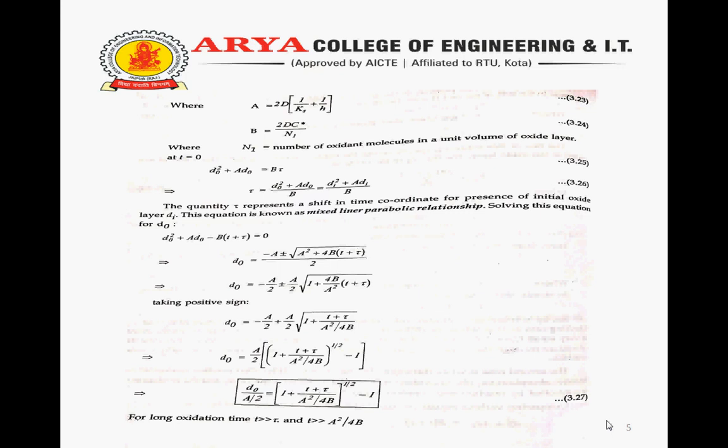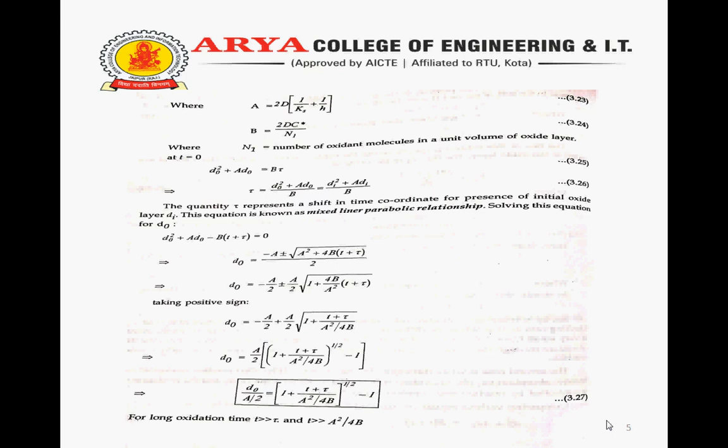D naught equal to minus A by 2 plus minus A by 2 under root (1 plus 4B upon A square (T plus tau)). Taking the positive sign, D naught equal to minus A by 2 plus A by 2 under root (1 plus (T plus tau) upon (A square upon 4B)). D naught equal to A by 2 into [(1 plus (T plus tau) upon (A square upon 4B)) power 1 by 2 minus 1]. D naught upon A by 2 equal to (1 plus (T plus tau) upon (A square upon 4B)) power 1 by 2 minus 1.